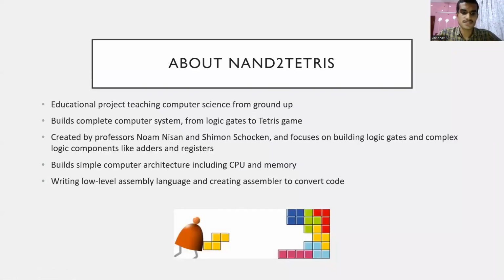So Nand2Tetris is a project teaching computer science from the ground up using a systematic and hands-on approach. The project involves building a complete general-purpose computer system from the ground up, starting with the simple logic gate, which is the NAND gate, and gradually building up to a functioning computer system capable of running games and other applications.